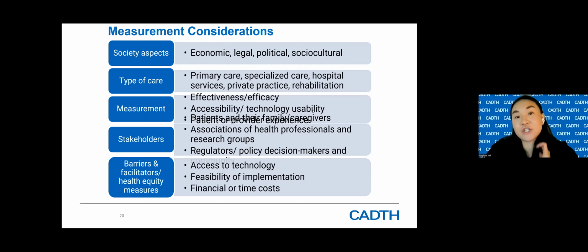And the next group of considerations are the stakeholders. Most importantly, we have the patients and their caregivers and their family members. But we also have, of course, associations of health professionals and research groups. And at the broader society level, we have regulators and policy decision makers, plus the community as a whole. And then lastly, we have the barriers and facilitators for health equity measures. And similar to before, these would touch upon access to technology, feasibility of implementation, and then financial or time costs. Okay, next slide.